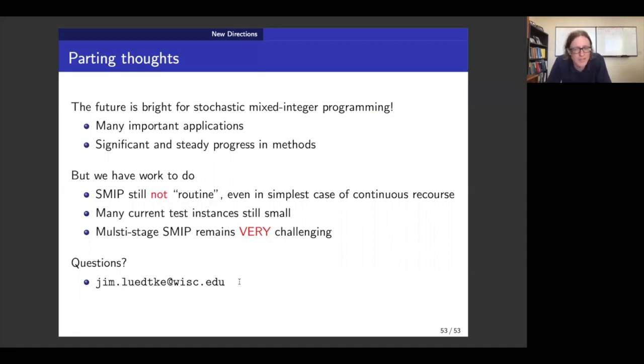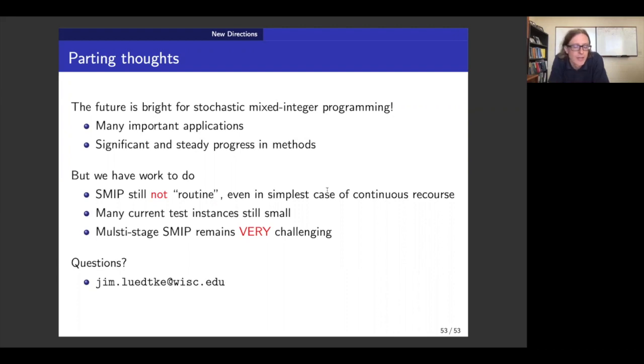In the world of integer programming, you can almost say solving integer programming is now routine, in the sense that most people take it for granted you can solve a reasonable size integer program in enough time. But I wouldn't say that's the case yet for stochastic integer programming. So we have work to do. And this even applies in the case which seems simpler, where you have continuous recourse. Even still, some of those problems can be hard.